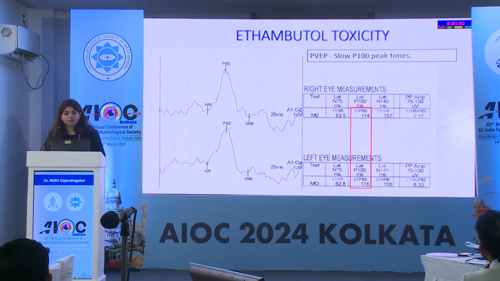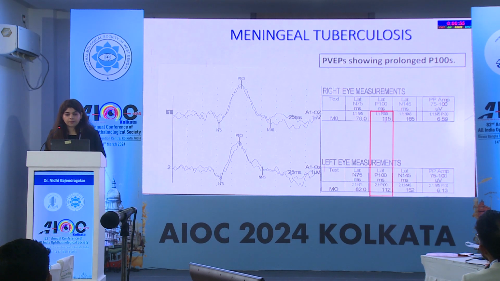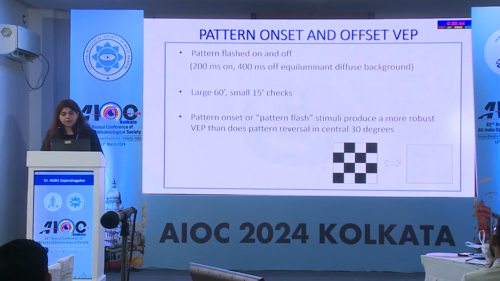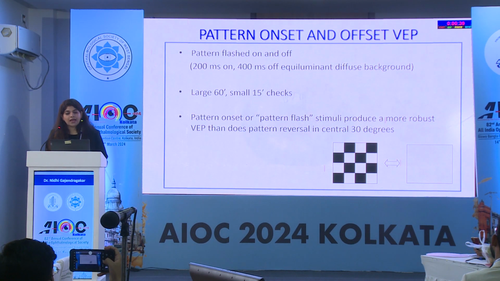This is a case having ethambutol toxicity, and the P100 shows prolonged peak times. This is a case of a patient having meningeal tuberculosis where there was again prolonged P100. Coming to pattern onset and offset VEP, the pattern is flashed on and then off. 200 milliseconds it is on, followed by 400 milliseconds of off, equiluminant diffuse background. The check size again is 60 minutes for large and 15 minutes for smaller.